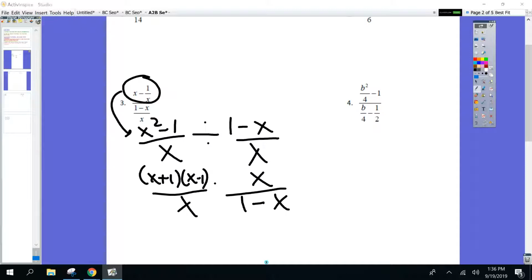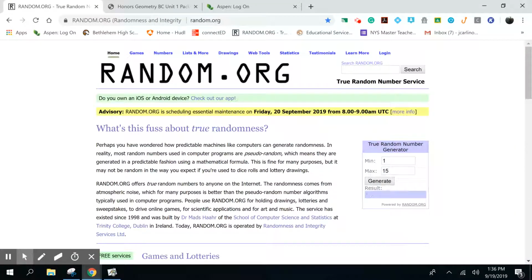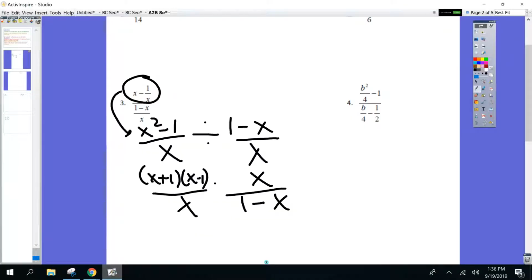Cross out what you can, guys. Cross out what you can. 4, want to cross out anything here? Nice job. Have a negative left over. Or negative 1. Anything else?